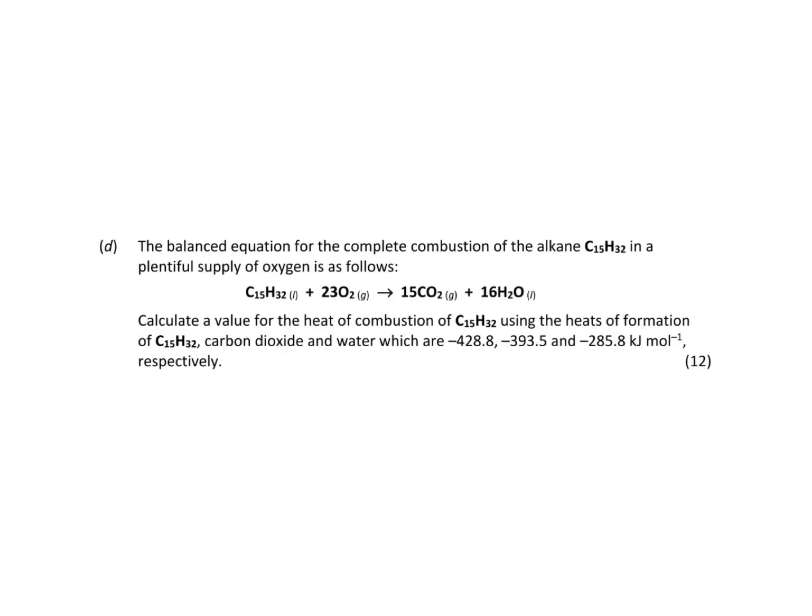So let's try another example now of Hess's Law, and this is the 2023 question, question 6 part D, and you can see that it was worth 12 marks. The question says that a balanced equation for the complete combustion of an alkane, C15H32, in plentiful supply of oxygen is as follows.